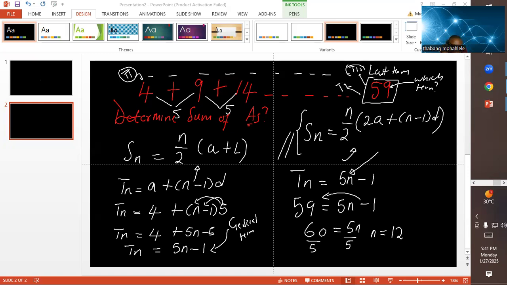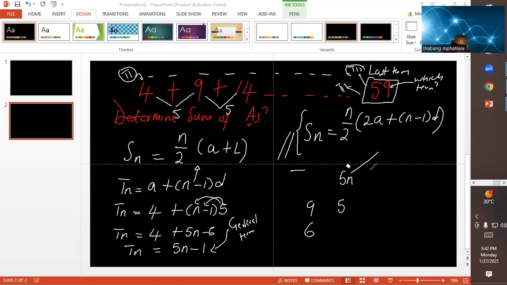So it means that from T1 up to T12, I know how many terms there are now. There are 12 terms. From the first term, which is 4, up to the last term, which is 59, I have got 12 terms. So I'm looking for the sum of 12 terms. Let me erase and find the sum of these 12 terms. My series is made up of 12 terms.